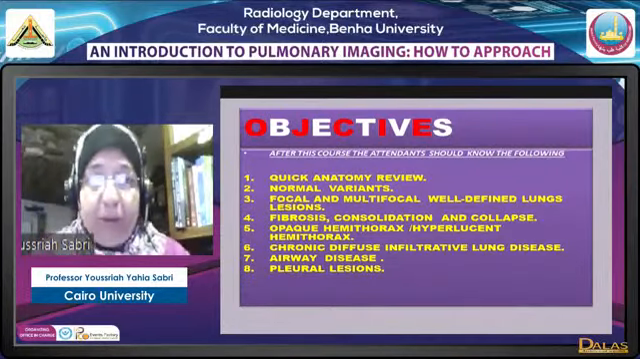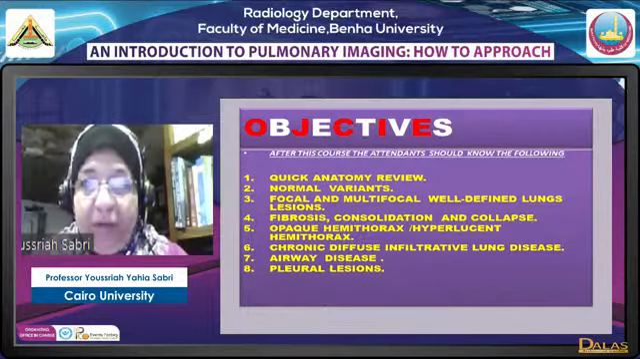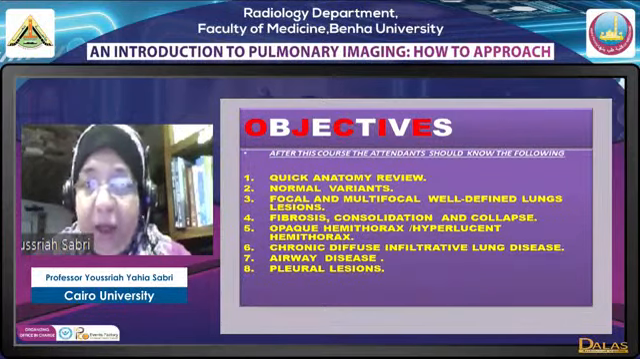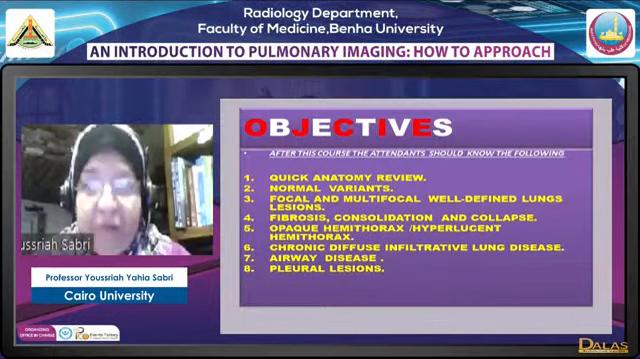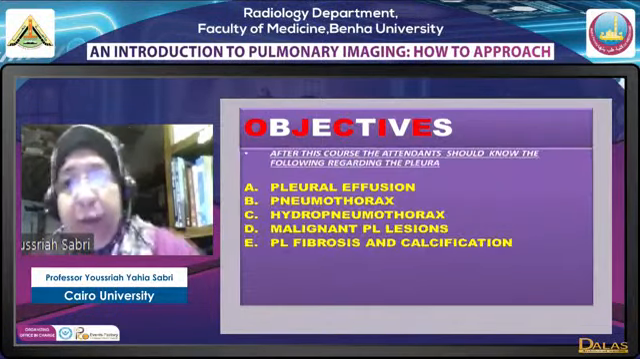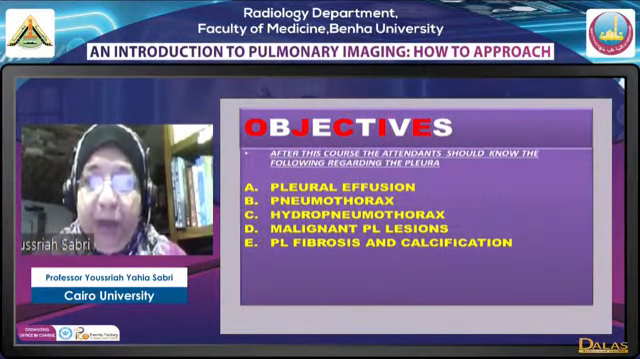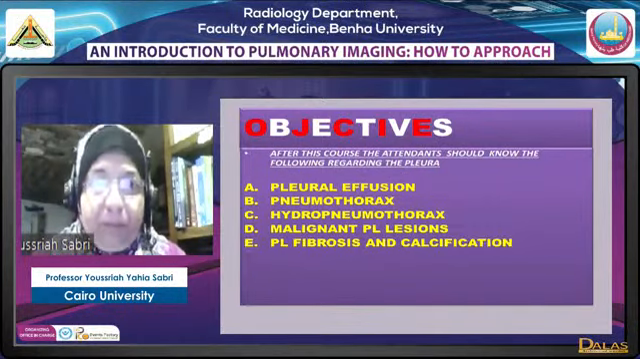Objectives. To start with, after the course, the attendant should know the following: A, quick anatomy review, normal variants, focal and multifocal well-defined lung lesions, fibrosis, consolidation, collapse, opaque hemithorax, hyperlucent hemithorax, chronic diffuse infiltrative lung disease, airway disease, and pleural lesions. Pleural lesions that we're going to discuss are effusion, pneumothorax, hydropneumothorax, malignant pleural lesions, fibrosis, and calcification.